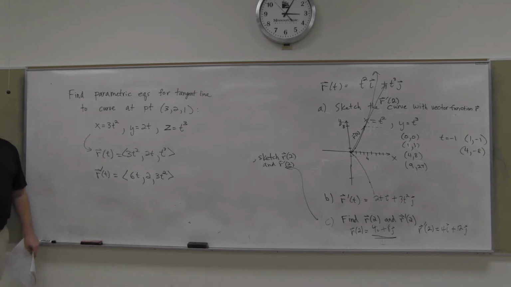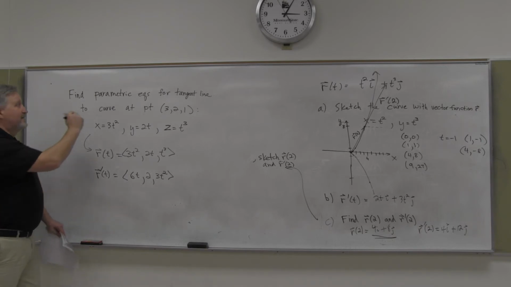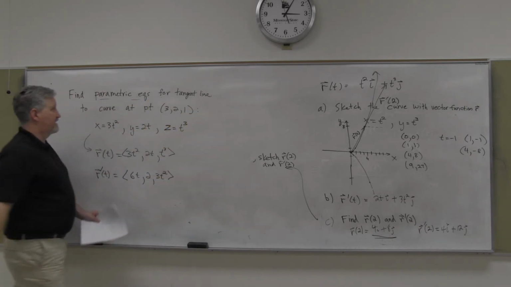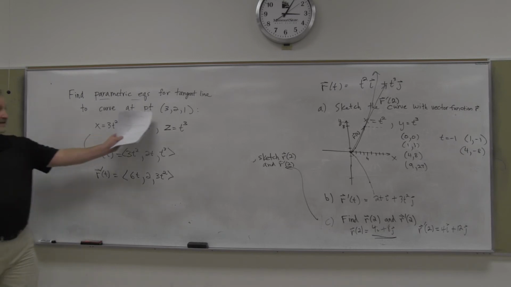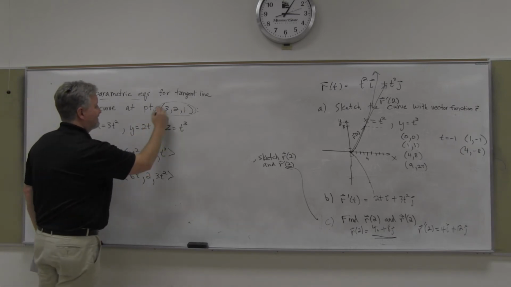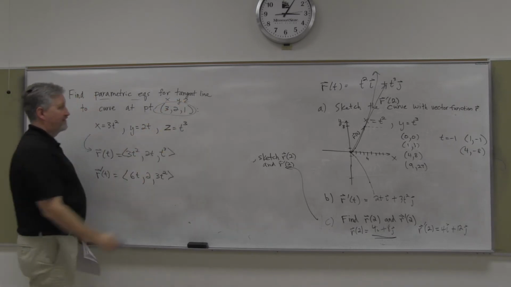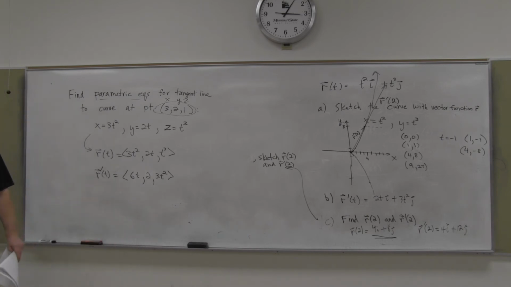The little catch on this one is, I want the parametric equations for the tangent line to the curve at point 3, 2, 1. What do I need here to figure that out? I need t, don't I? All I'm given here is the x, y, z, so I have to figure out what t is to give me that x, y, z.